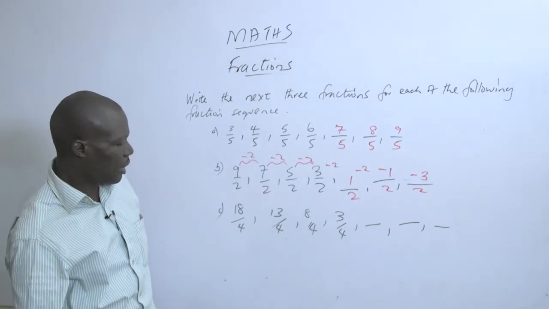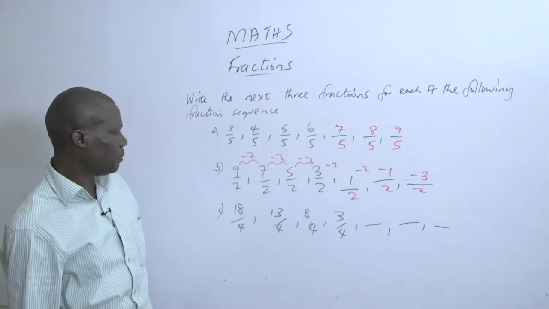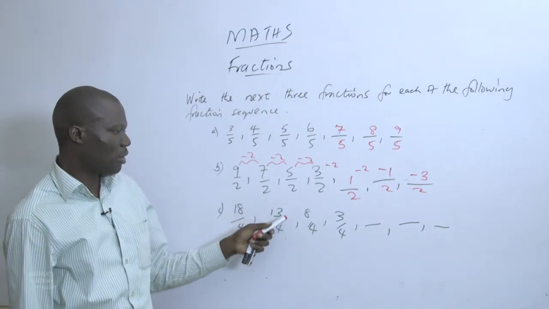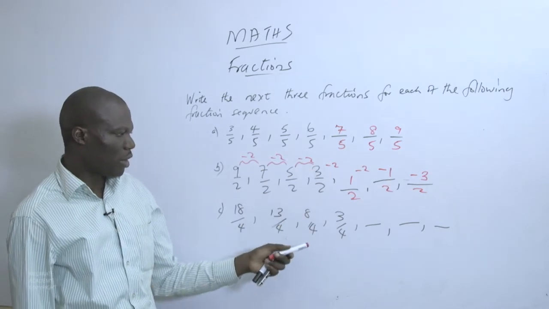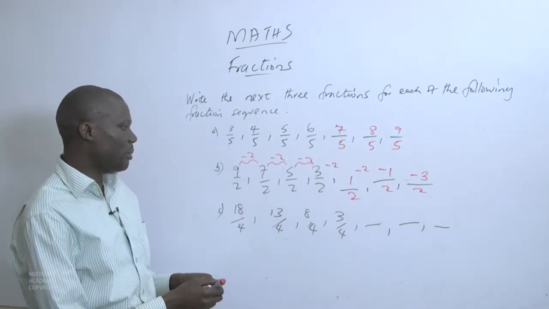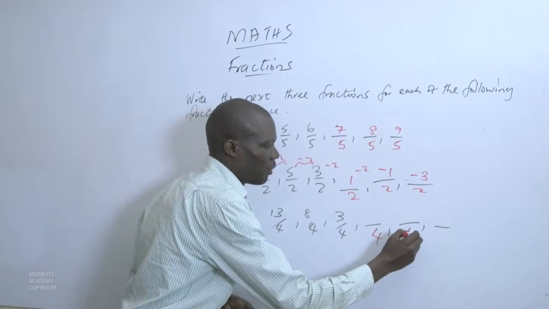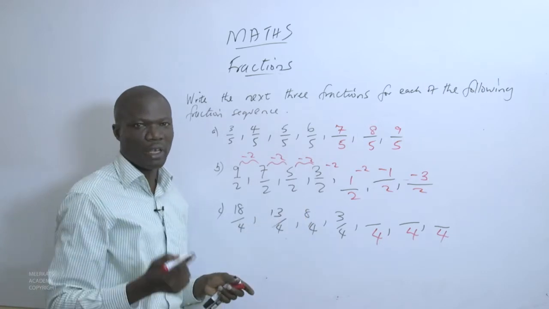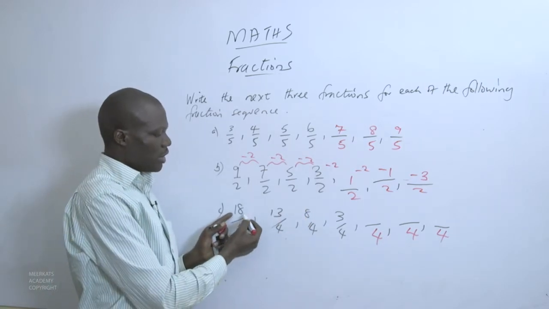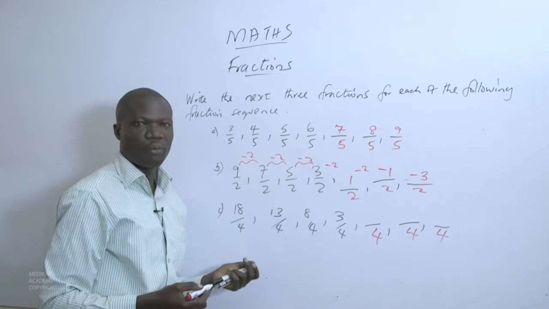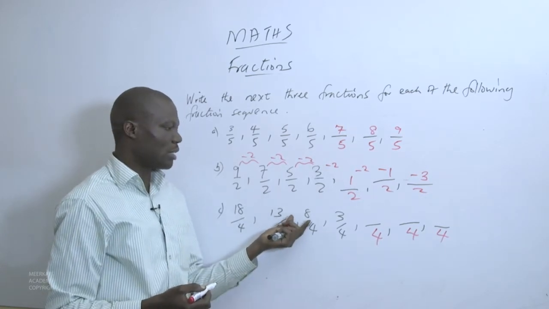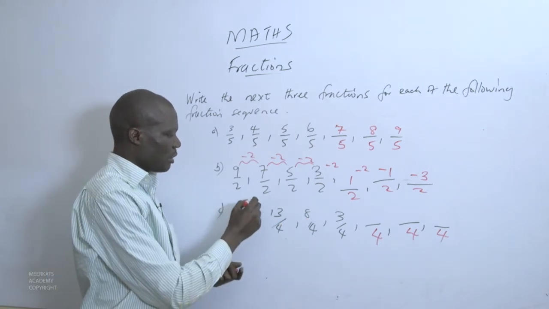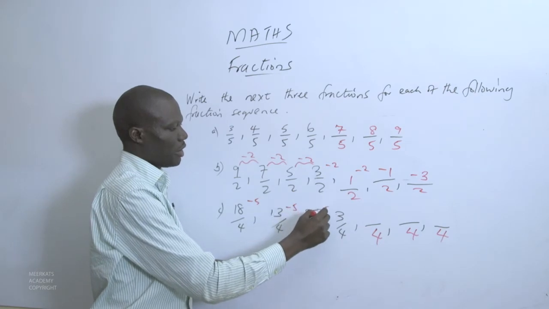Let us look at the last example. We have 18 over 4, 13 over 4, 8 over 4, and 3 over 4. The denominator has not been tampered with, so we shall maintain a 4 all through. But the pattern between the numbers that we have here is what we need to consider. Now 18 and 13 have a difference of 5. 13 and 8 is a difference of 5. So we are subtracting 5 at any given point here.